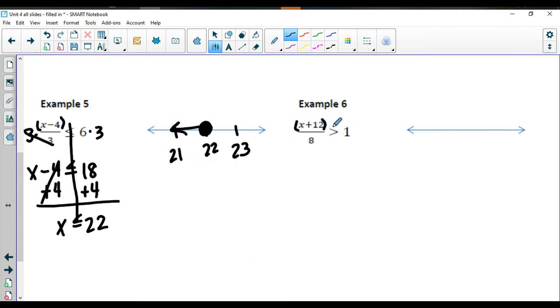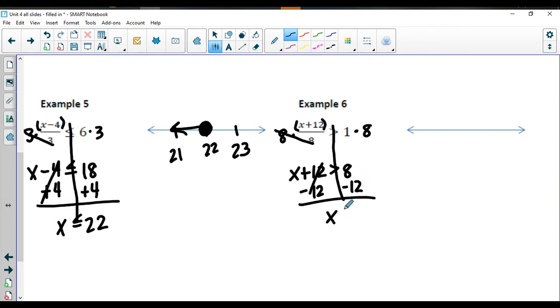In example number 6, again, I have stuff up on the top, so I'm going to put it in parentheses. Stuff divided by 8. To undo divide by 8, I times by 8. Doing that to both sides. Timesing by 8, dividing by 8 cancel. Bringing down the x plus 12 greater than 1 times 8 is 8. And to get the x by itself, I need to subtract my 12. So I'm going to get x is greater than negative 4. So we have a negative 4, one number less, one number more. Open circle, and greater than shades to the right.